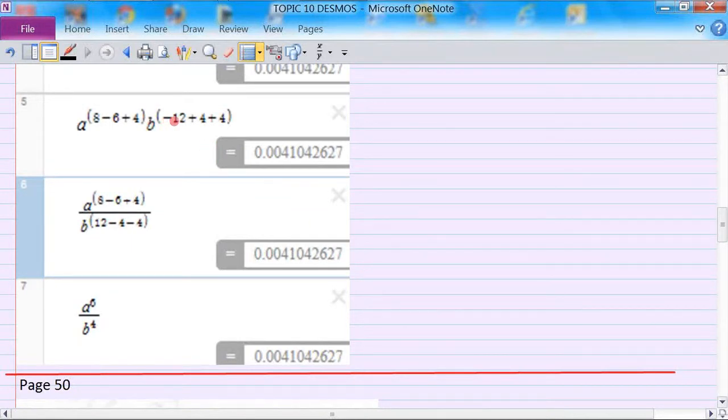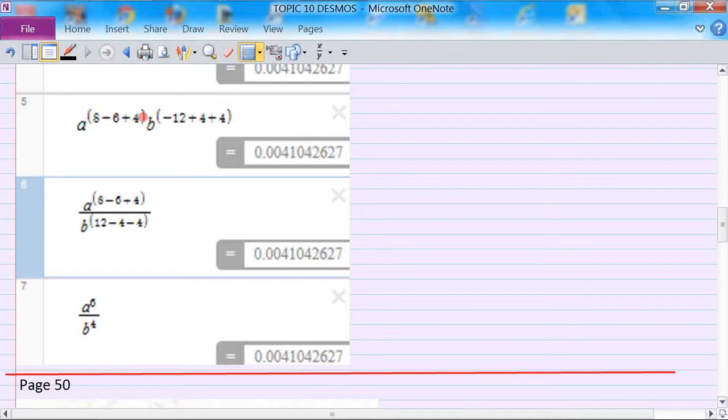Now, why did I bring this down? Because I want to make the exponents of b positive, and I can see the minus 12 when it comes down is going to be plus 12, and it doesn't really matter what these are, because when I add them they become minus 8, and so the term will still be positive.